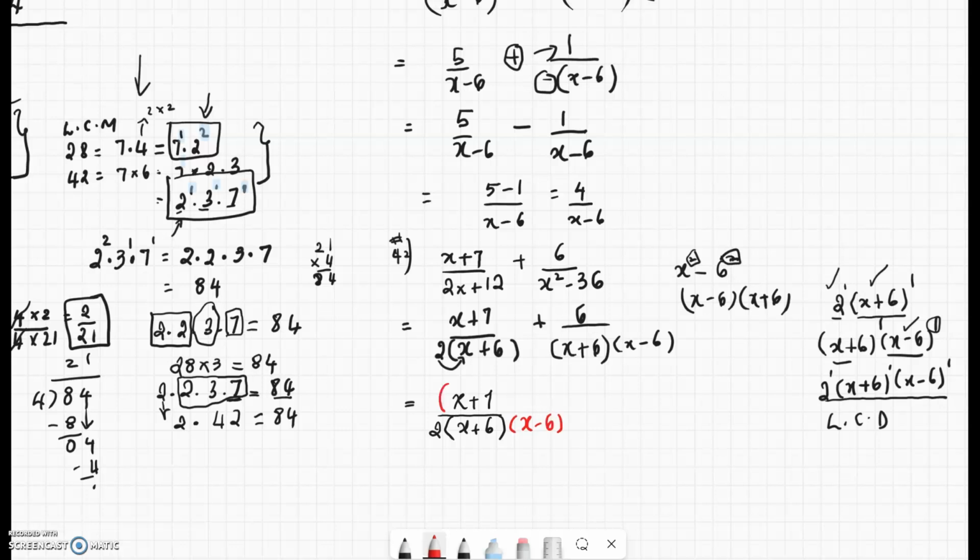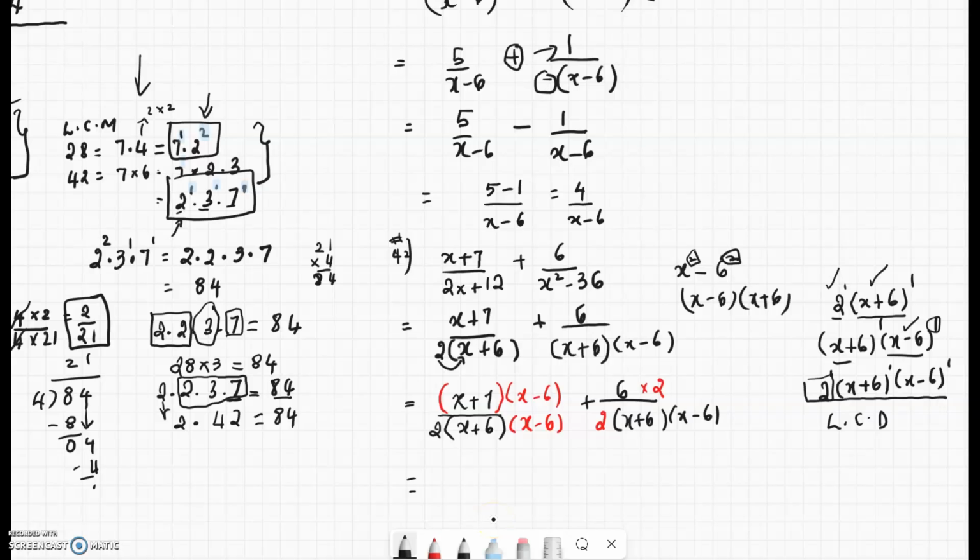And when you multiply the numerator, don't forget the parentheses. That's extremely important. So we have the next expression, which is plus 6 over, and now compare it to the LCD. You have an x plus 6, you have an x minus 6. The missing term is a 2. So we multiply with the 2 and we divide with the 2. We already had the x plus 6 and the x minus 6. So you multiplied the denominator with a 2. So you multiply the numerator with a 2 as well. So this is equal to.